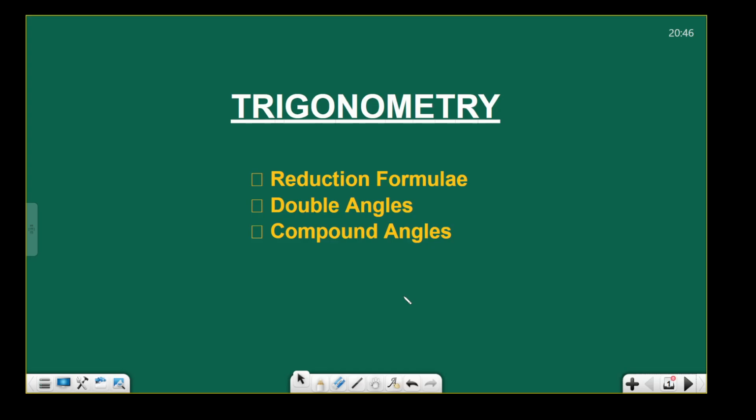Alright, so welcome to today's lesson. So right now guys, we're gonna be discussing how to deal with reduction formulae, double angles and compound angles. But these are the foundation of mastering trig. If you can master these guys, then you should be good.